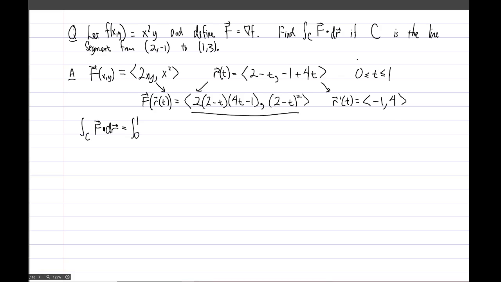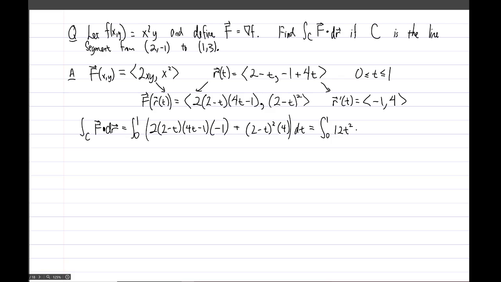Okay, so let's write this: 2 times quantity 2 minus t times quantity 4t minus 1 times the negative 1 as the first component of the other vector, plus 2 minus t quantity squared times 4. This should technically all be in parentheses, so let's do that. Not really worried about that set of parentheses though, dt. And let me spare you the details, and just say that if you did all the algebra there, you will have an integral from 0 to 1 of 12t squared minus 34t plus 20 dt. And if you evaluate this, you are going to get the number 7.